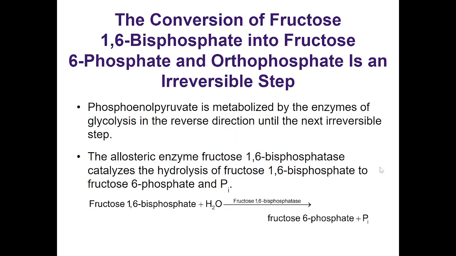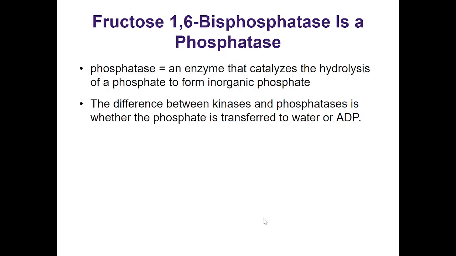Okay, so the allosteric enzyme fructose 1,6-bisphosphatase is going to catalyze the hydrolysis of fructose 1,6-bisphosphate. This is going to give 2 fructose 6-phosphate and the orthophosphate. And that's the overall reaction right there.